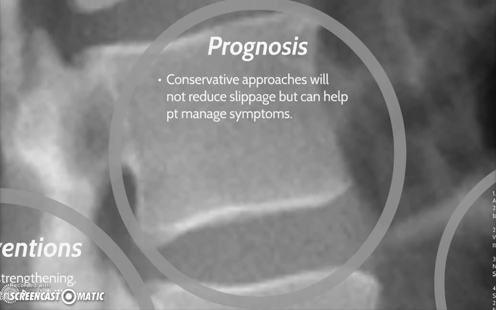In terms of prognosis, conservative approaches may not reduce the slippage of the vertebrae, but they can help reduce the severity of the patient's symptoms and the need for surgical intervention. Lumbosacral corsets can also be prescribed, which can also help manage the pain, but again, won't help reduce the slippage.